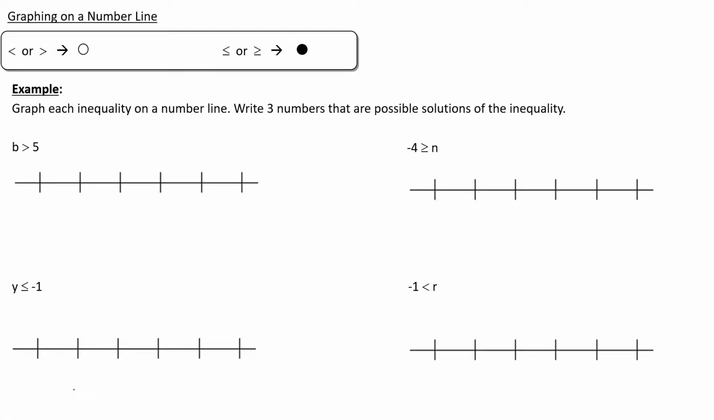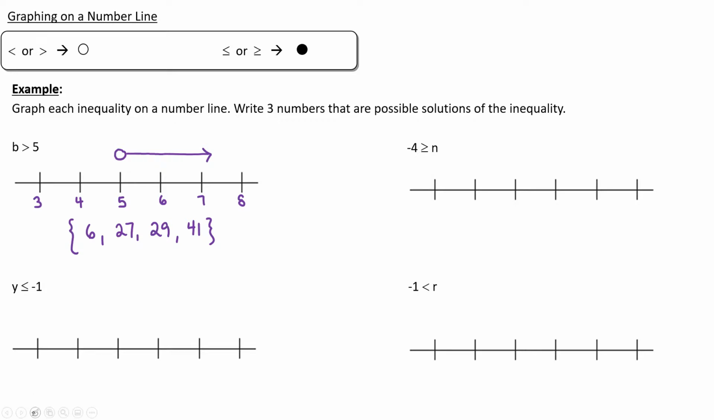If you're unsure where to put your numbers, you can always start with 5 in the middle and go up and then go down and then just decide. I draw my circle, and then do I want to go to the left or to the right? Well, B has to be greater than 5, and do I fill it in? Nope. What numbers work for this? Well, 6, 27, 29, 41 are all examples. Try the next one.